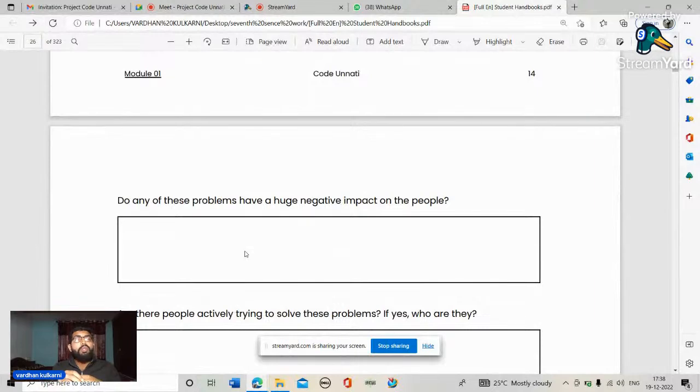So what happens is, when you see the negative impacts on people, it has come to a stage where, due to that improper disposal of the garbage, there are chances that you can be attacked by fever and cold, and there are chances that you can see improper hygiene.